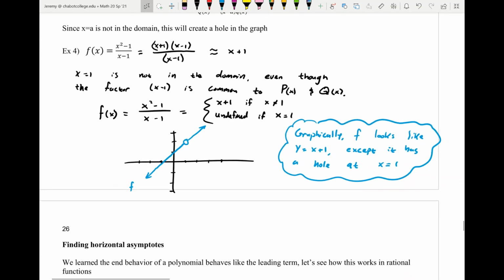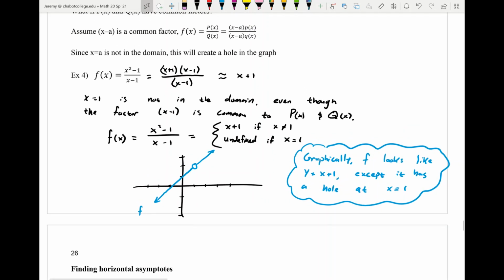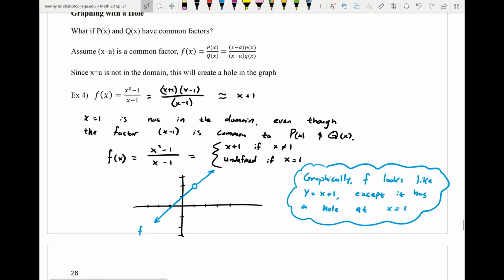All right, so that gives you your technique for dealing with common factors between the numerator and denominator of a polynomial function. If you're being asked to graph, you are essentially just graphing the function that results from canceling out the common factors, but you have to include holes for any values of x that would have caused a 0 in the denominator in the original expression of the function.